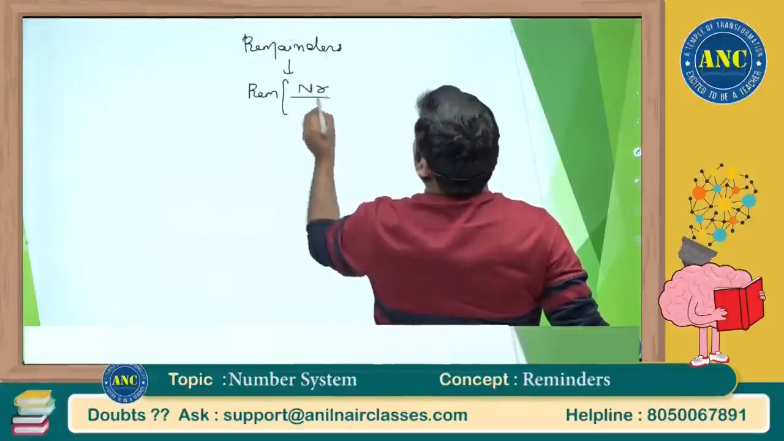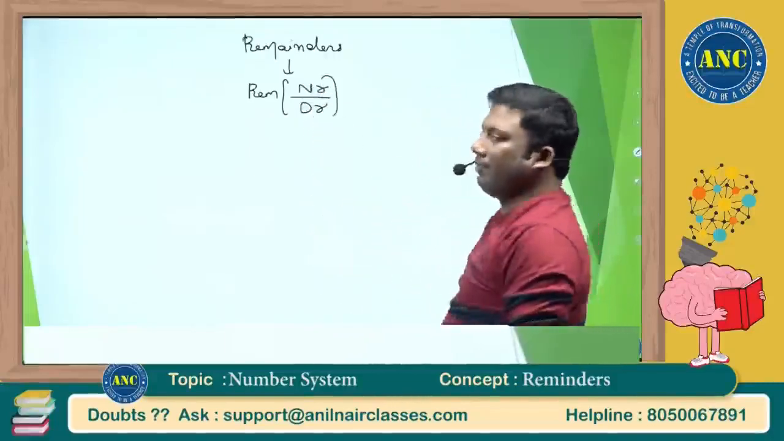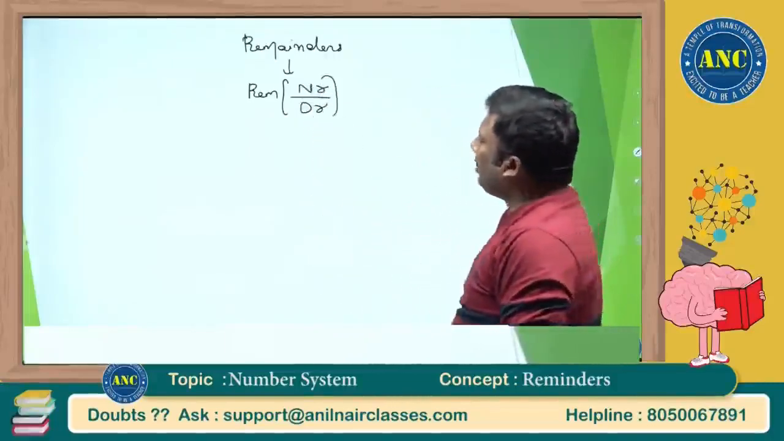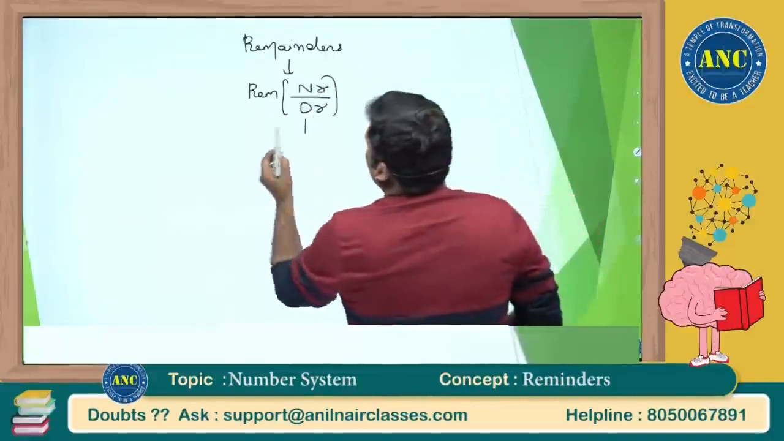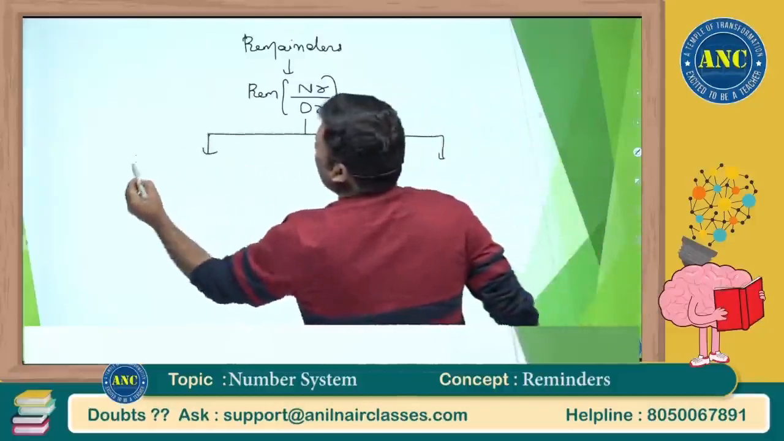Numerator by denominator, what will be the remainder? All the questions will be of the form numerator by denominator, what is the remainder? So there are two cases possible.